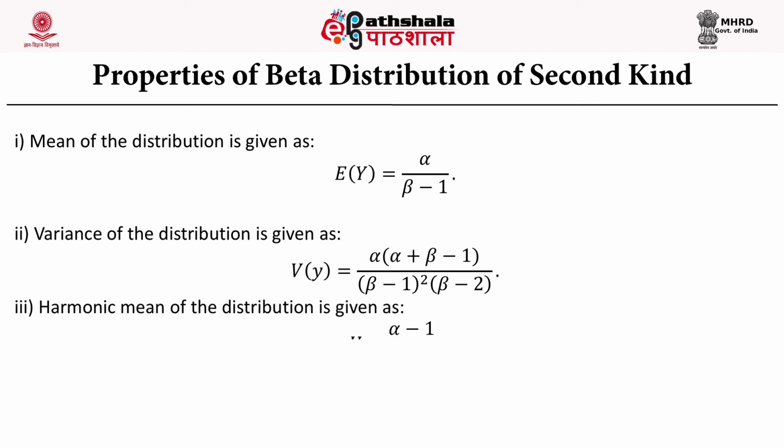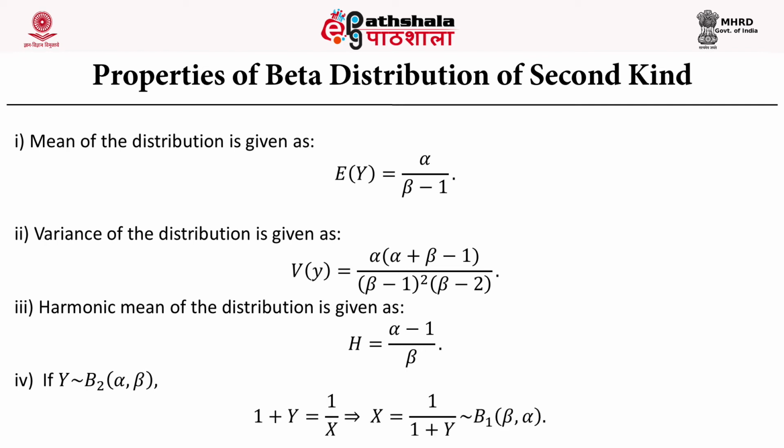If y follows a beta distribution of the second kind with parameters alpha, beta, then 1 plus y is equal to 1 upon x, and after solving the expression we get x equal to 1 upon 1 plus y, which follows a beta distribution of the first kind with parameters beta, alpha.